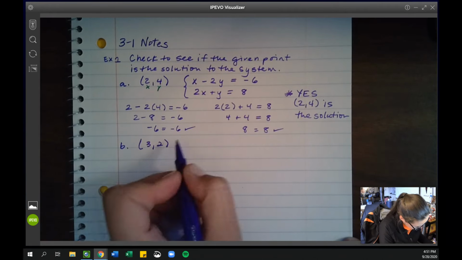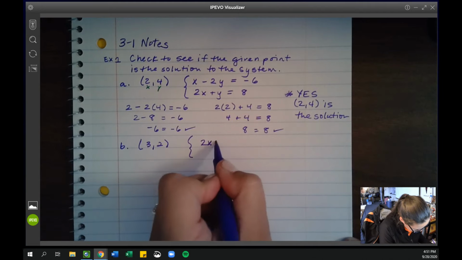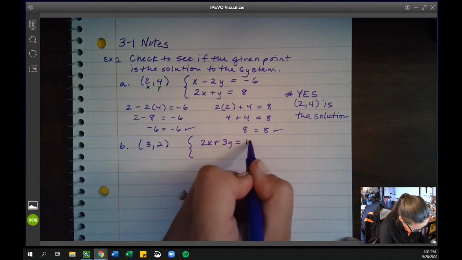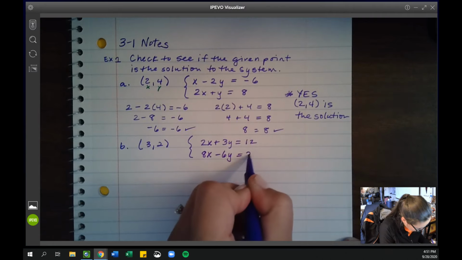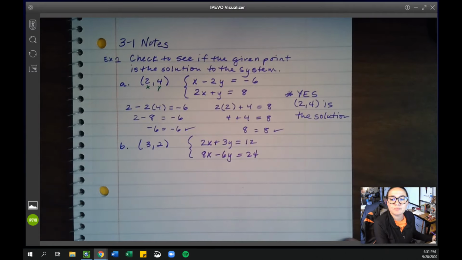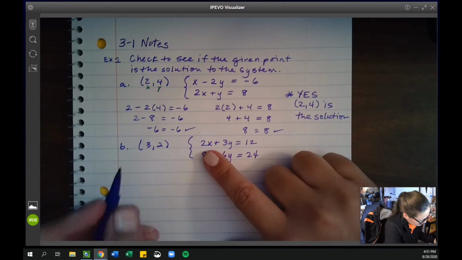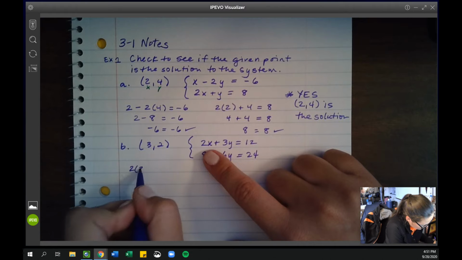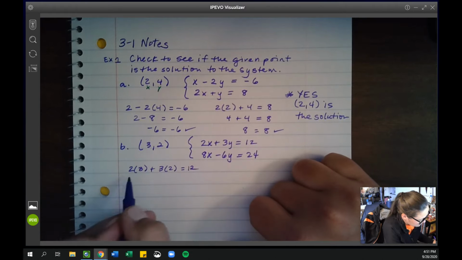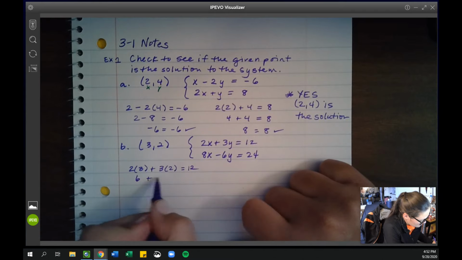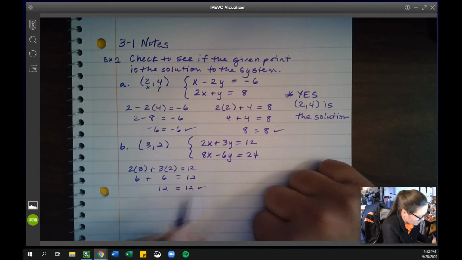3, 2. We have 2x plus 3y equals 12, and 8x minus 6y equals 24. All right, so just like last time, we're going to plug it in. 2 times 3 plus 3 times 2 equals 12. So we get 6 plus 6, and that does indeed equal 12. So that one works out.